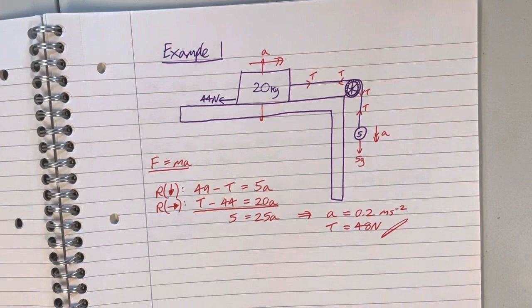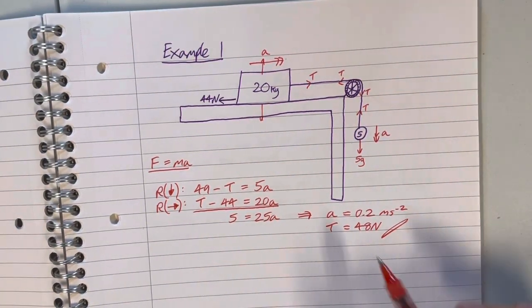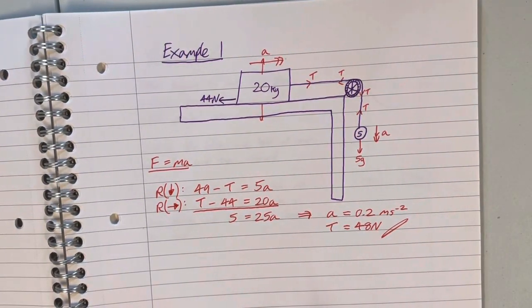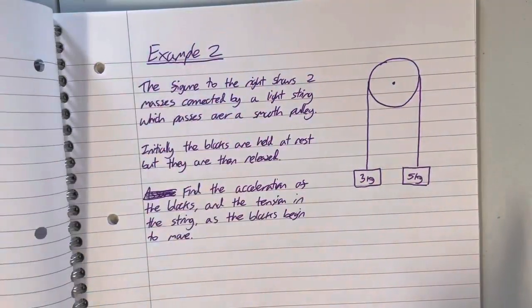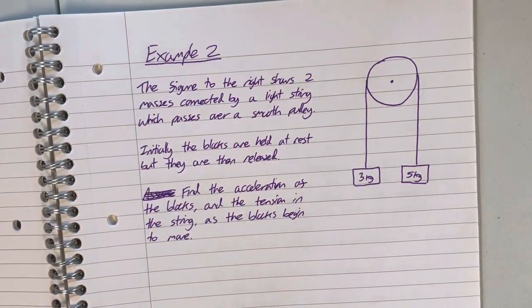Okay, so that is our values of A and T. Example number 2. The figure to the right shows two masses connected by a light string which passes over a smooth pulley. Again, we can see that word smooth coming up. Initially, the blocks are held at rest, but they are then released. Find the acceleration of the blocks and the tension in the string as the blocks begin to move.